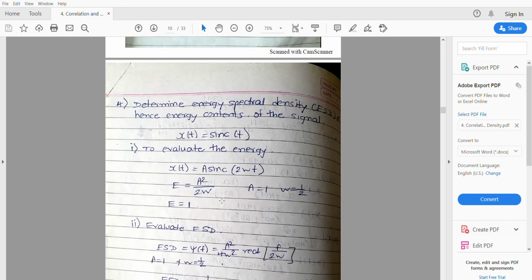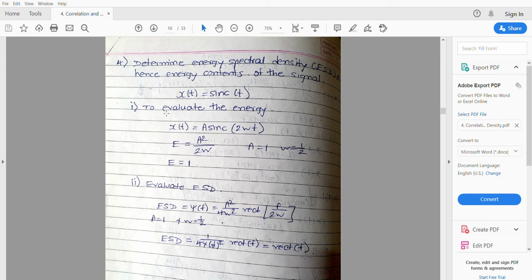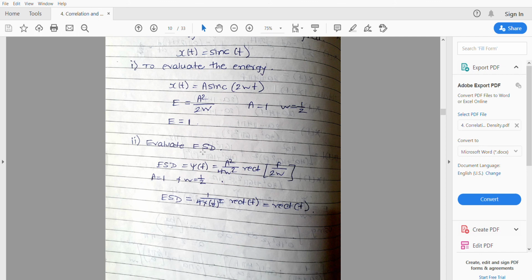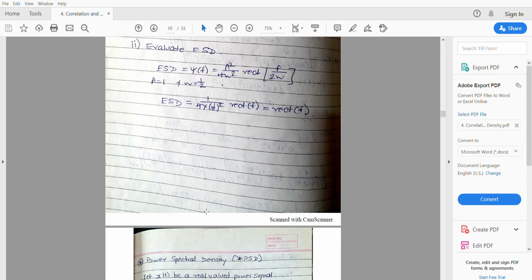The next numeric is numeric number 4: determine the energy spectral density and hence the energy content of the signal. Here x of t is given. Again we have to find the energy spectral density and hence the energy content of the signal. So the ESD, that is psi of f, is nothing but |X(f)| squared. The sinc pulse's Fourier transform is a rectangular signal, so the rectangular signal squared is nothing but the ESD of the given signal.